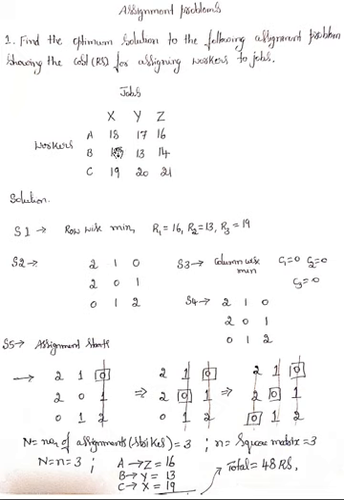Similarly, in the second row the minimum element is 13. That means 15 minus 13 is 2, 13 minus 13 is 0, 14 minus 13 is 1. Similarly, in the third row the minimum element is 19. When we subtract it, the entire row becomes 0, 1, 2. This is the new square matrix.